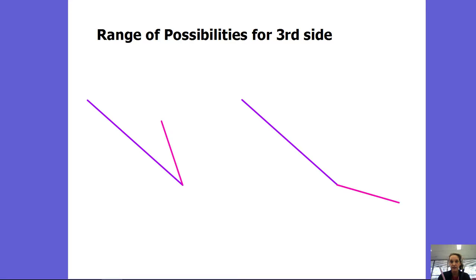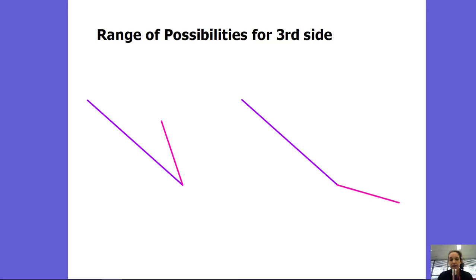Then I could also hinge my two sides in, so that the angle they're creating is an acute angle, and it's getting really small, closer and closer to zero. So that third side is getting really, really small. But if it's too small, then I won't be able to connect the two ends of the sides of the triangle. So basically the moral of the story is there's a maximum length for the third side and there's a minimum length for the third side.